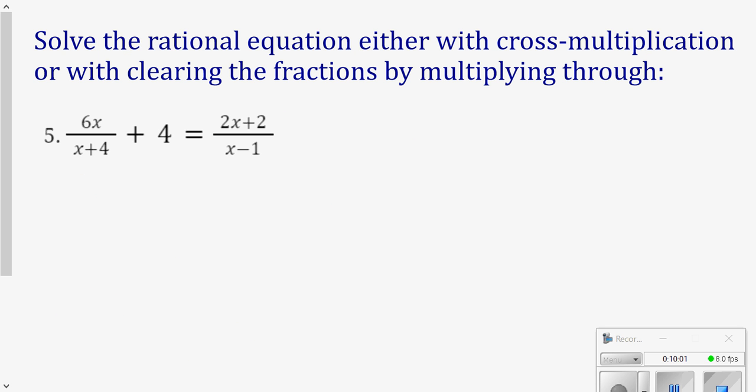This last problem is a lot, okay? I'm just warning you of that because it is. Now, this isn't a proportion as it stands. I don't see a way to tweak it to make it a proportion.